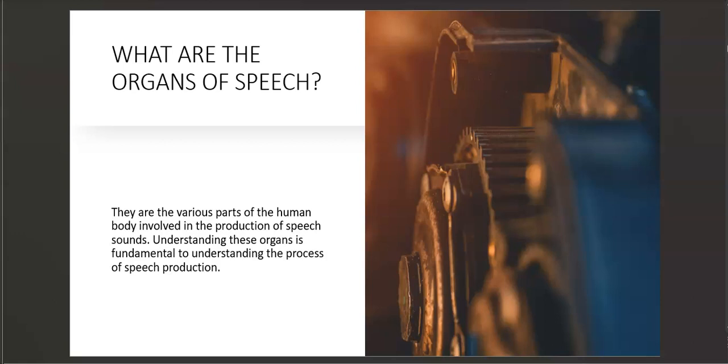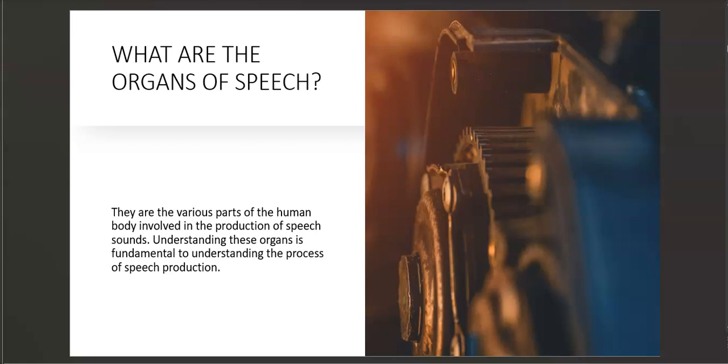Now, the organs of speech are various parts of the human body involved in the production of speech sounds. Understanding these organs is fundamental to understanding the process of speech production. Now, this is very easy again to understand. The organs of speech are these human body parts that are involved in the production of speech.